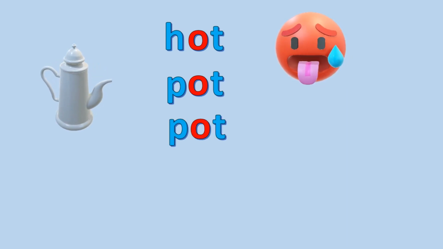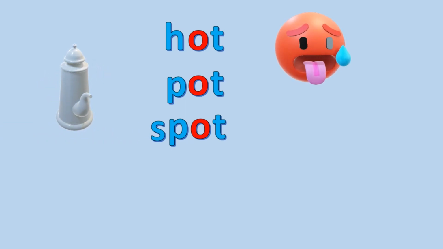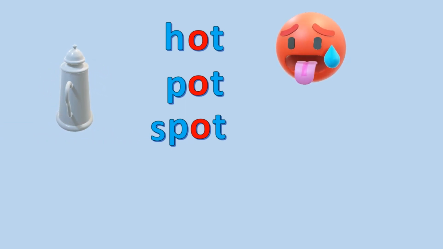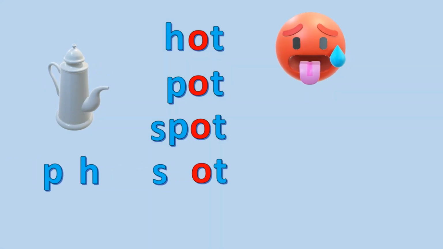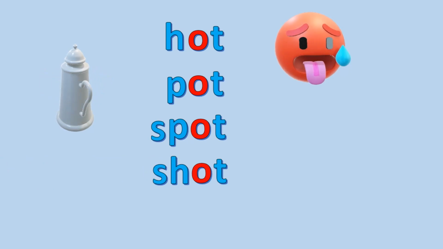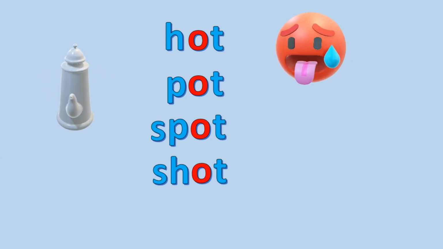If we now put an S at the beginning, we have four sounds, s, p, ah, t. And when we put these sounds together, they make the word spot. Next, we switch the P for an H. Now, when an S and an H come together like this, they don't make two separate sounds, s, h.